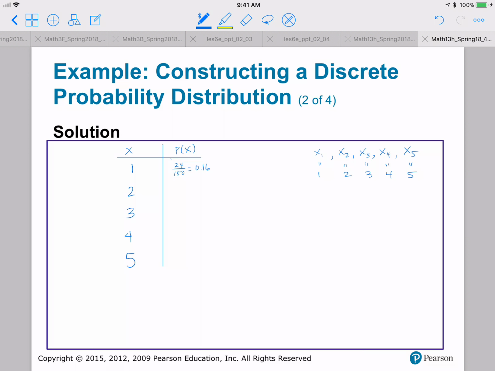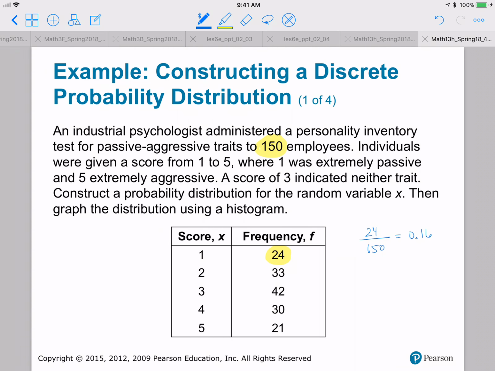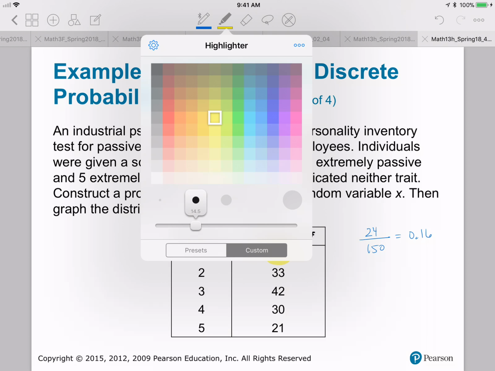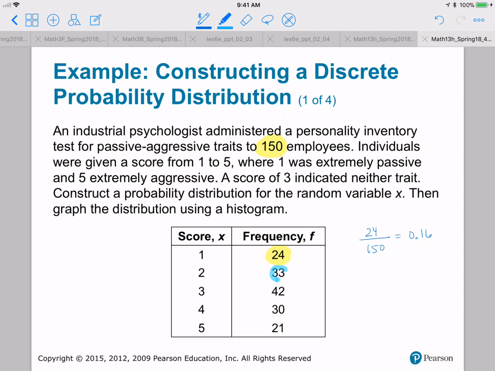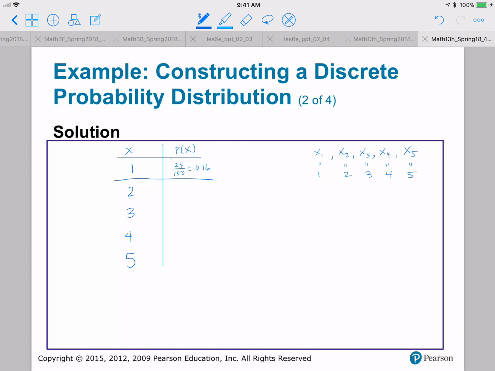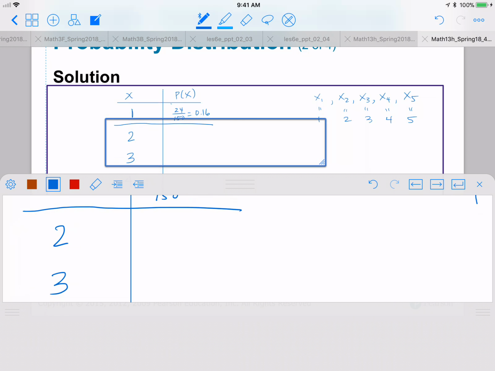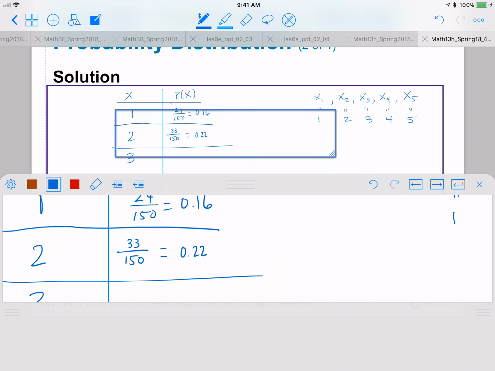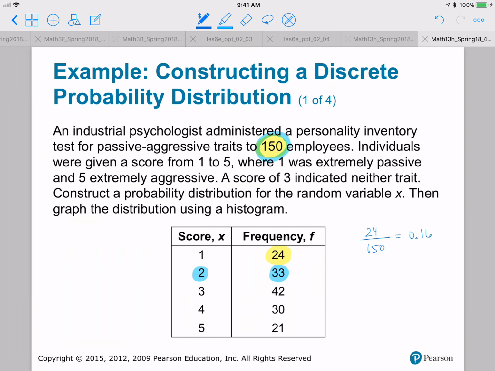Now, what percentage of the people got a score of two? Well, that's going to be fairly similar. I just need to take this. So I've got 33 employees who got a score of two. So the probability that you get a two is going to be 33 out of 150. Okay, so let's see here. So this is going to be 33. Let me make this larger. 33 out of 150. Okay, and now that is equal to 0.22.